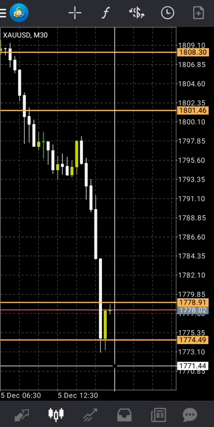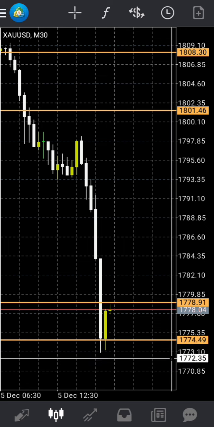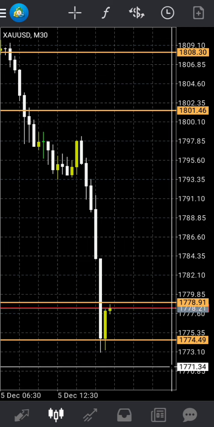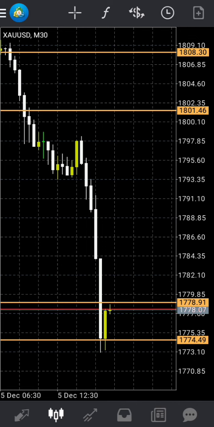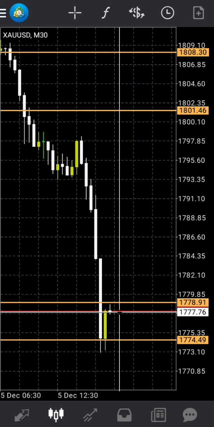So 1774.49, we're going to put at 1771.49. So this is going to be our SL, somewhere around here. Then we won't hit SL, and the price will give a minimum retracement. So we can take some profit from here. It's 40 pips, it's 30 pips.